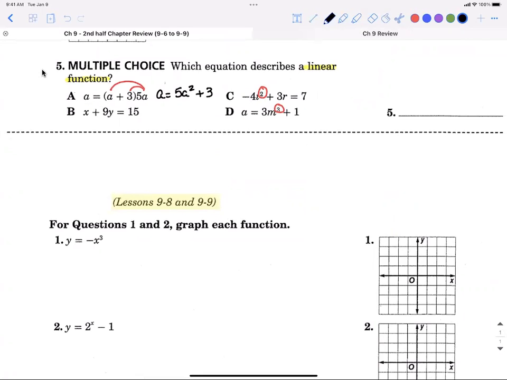Anytime you're graphing, and here it does tell you that you are graphing each function, you need to do your table with your x, and you're evaluating y equals negative x cubed. I do want to talk about this one a little bit because this one was a little unique in that there was a negative out front.